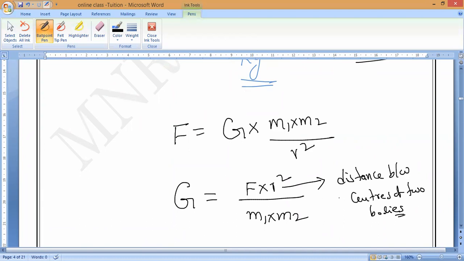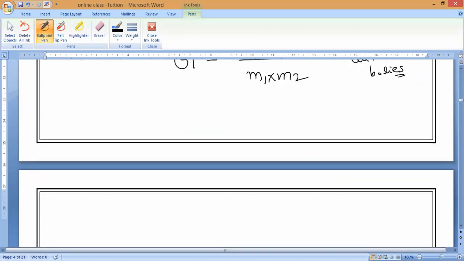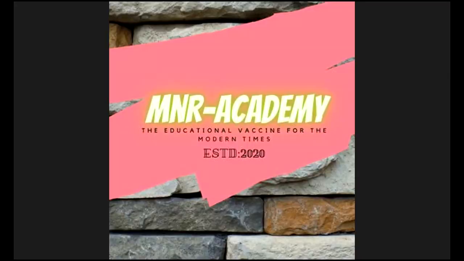So this is all about today's class. With this, I will stop today's class. Tomorrow we'll calculate the value of the gravitational constant. Everybody knows that value by heart, but we will learn how to calculate it, directly and practically, with the numerical method. I hope you all understand very well. Any doubt, you can ask me.